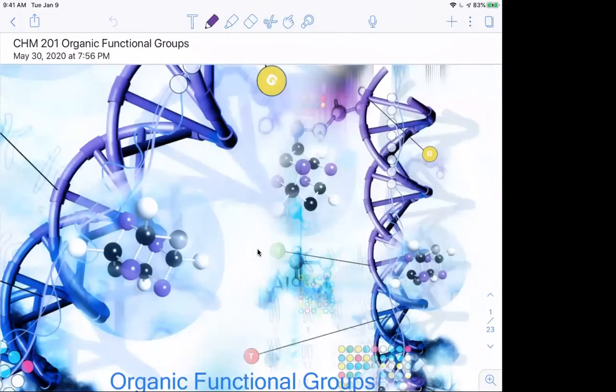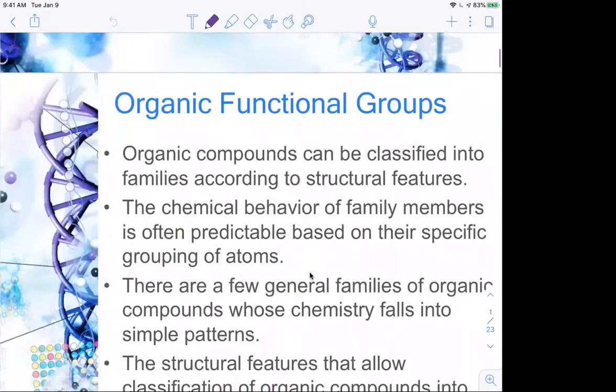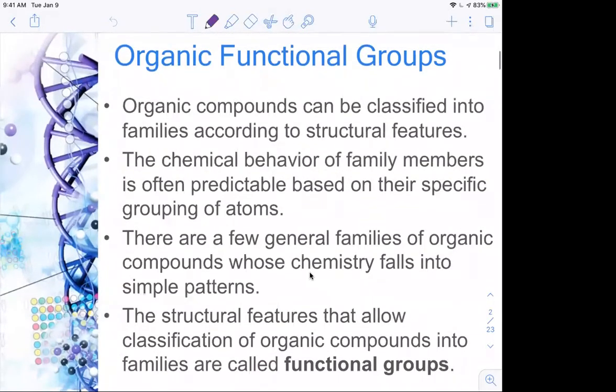Okay, so in organic chemistry, we are going to classify compounds into families based on structural features. The chemical behavior of those family members is often predictable based on their specific grouping of atoms. There are a few general families of organic compounds whose chemistry falls into simple patterns. And these structural features that allow classification of organic compounds into families are called functional groups. Functional groups are what we're going to study in this class.